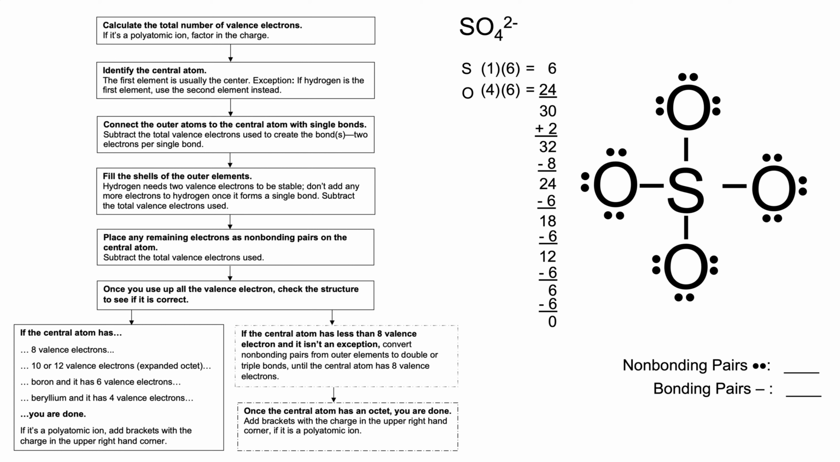I just need to make sure to put the brackets around the Lewis structure with the charge in the upper right-hand corner. There's a total of 12 non-bonding pairs, 4 bonding pairs. 12 plus 4 gives me 16, times 2 gives me 32. It matches how many valence electrons I needed in the Lewis structure.